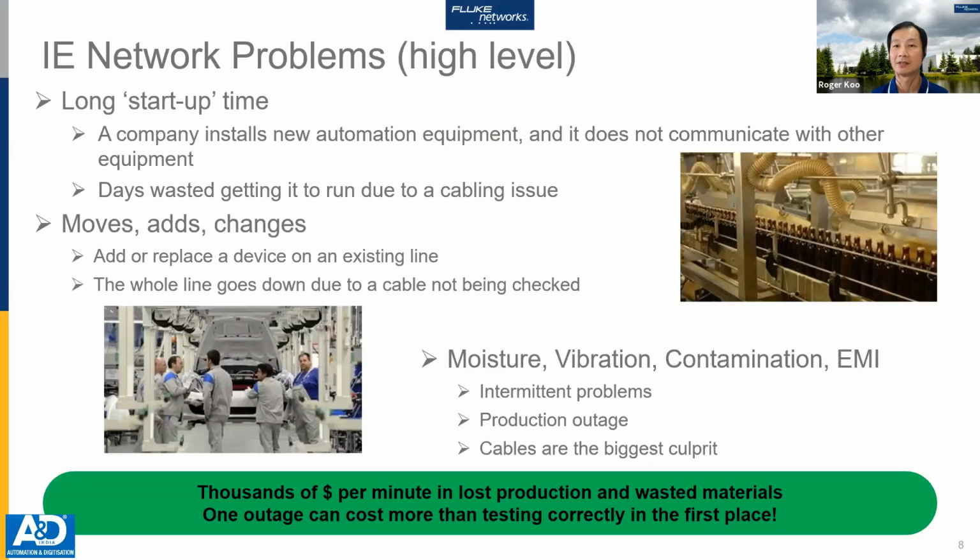Without proper testing, you may face longer startup time. Things may not work right off after assembly, and time will be wasted getting it to run due to a cabling issue. Moves, adds, and changes are typical in a production line, and any of such activities prior to verifying the cabling structure will cause the whole line to go down. Not forgetting moisture, vibration, contaminations, and EMI. An outage can cost more than testing correctly in the first place.